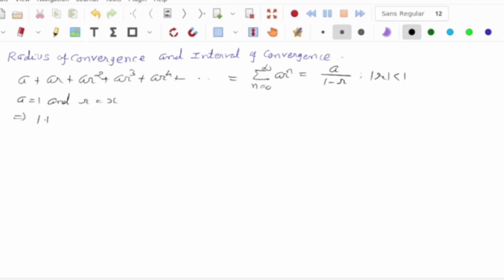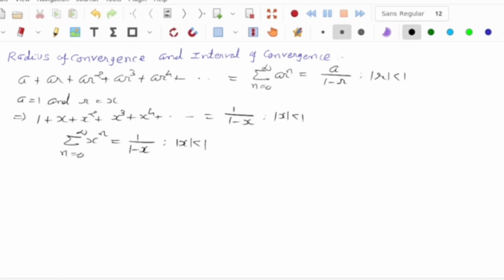So this series is 1 plus x plus x square plus x cube plus x raised to 4 and so on, equal to 1 upon 1 minus x when the absolute value of x is less than 1. Now see, the left hand side is summation x raised to n, n is 0 to infinity, and the right hand side is 1 upon 1 minus x. When the absolute value of x is less than 1, then this equality is true.